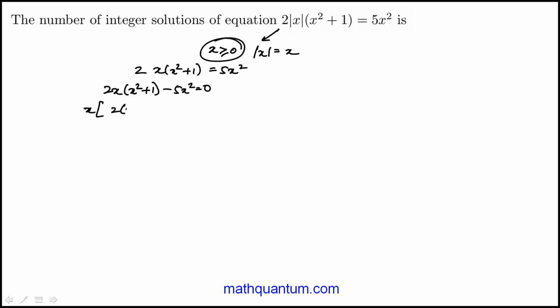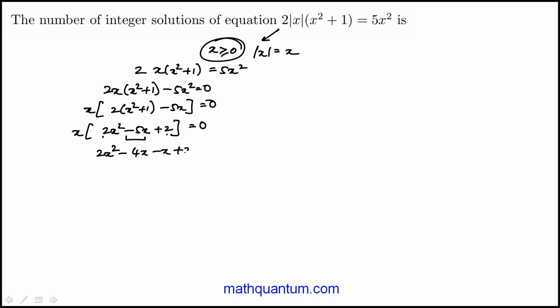So we'll get x times 2x squared plus 1 minus 5x. We have a quadratic inside, and we'll factor this one out. So you'll see I need a product of 4, so split this into minus 4x and minus x, because minus 4 times minus 1 is 4, which is the product of these two terms.